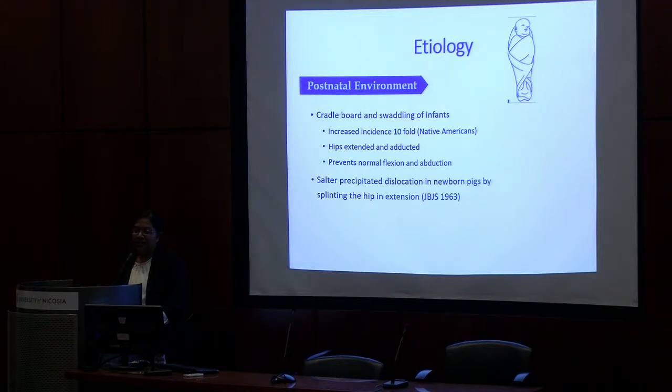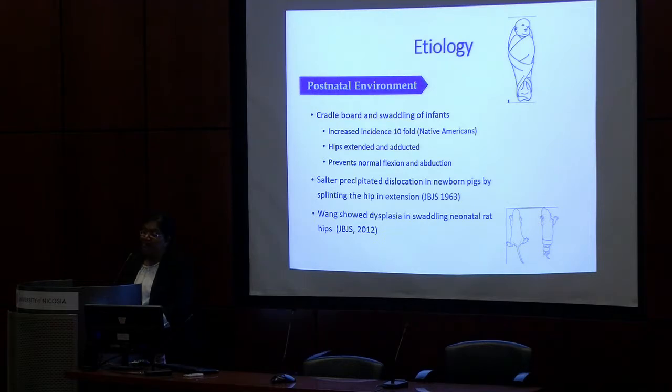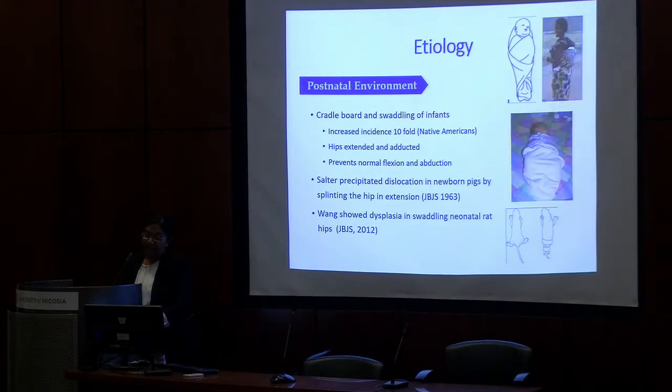abduction. And so to test this theory, there have been studies done in animals where newborns were splinted in extension, and those rats or pigs that were splinted in extension developed hip dysplasia. So in certain cultures, such as in Africa, where children are not swaddled and are mostly carried around in this position on a mother's back, the incidence is much lower. So in general, we do discourage swaddling, and it's better to either carry your infant on your back if you can, or to use a sleep sack.